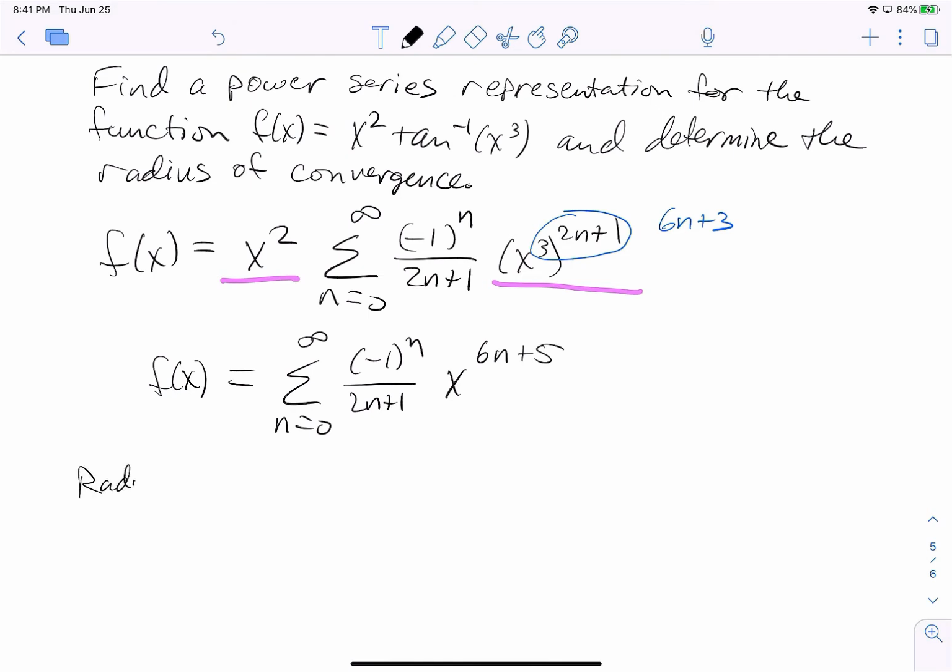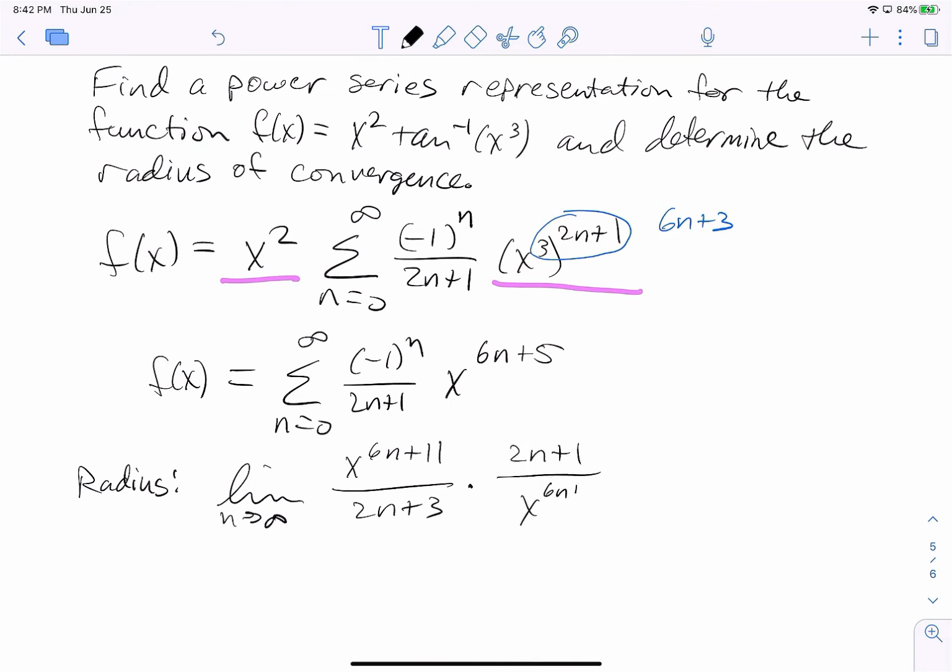For the radius of convergence, we will use the ratio test. We've got the limit as n approaches infinity of x to the 6n plus 11 divided by 2n plus 3 times 2n plus 1 divided by x to the 6n plus 5. That is in an absolute value. All but 5 factors of x will divide out.